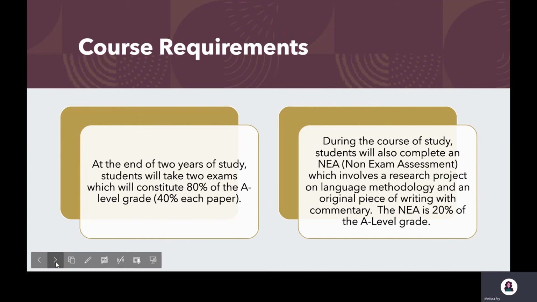At the end of 2 years of study, A-level English language students will take 2 exams. The exams constitute 80% of your grade. Each of the exam papers are 40%. As well, the students will complete what we call an NEA. An NEA is a non-exam assessment, which will involve a research project on a language methodology of choice.